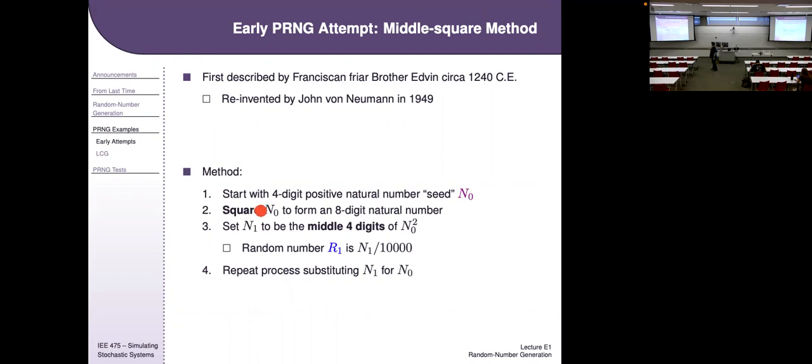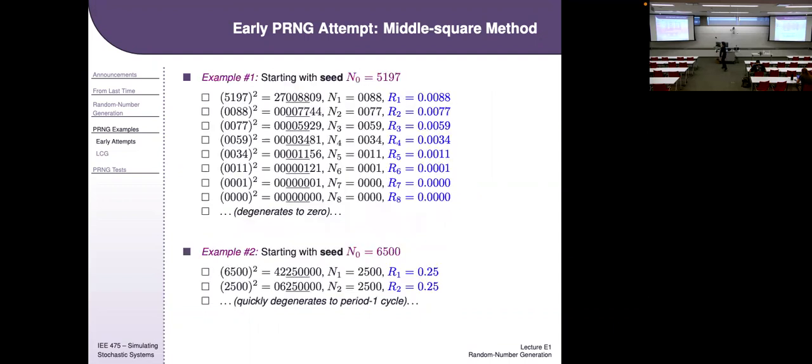I set my next number to be the middle 4 digits of that 8-digit number. And then the output is going to be whatever those middle 4 digits are divided by 10,000. That will give me a random number between 0 and 1. And then I just iterate doing that same process over and over again. And so that was their first attempt at generating hopefully uniform and independent numbers.